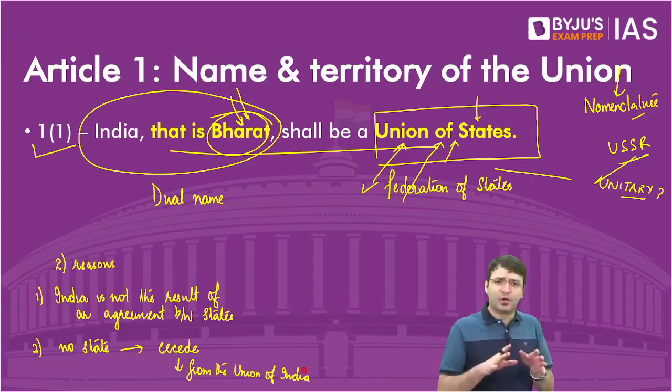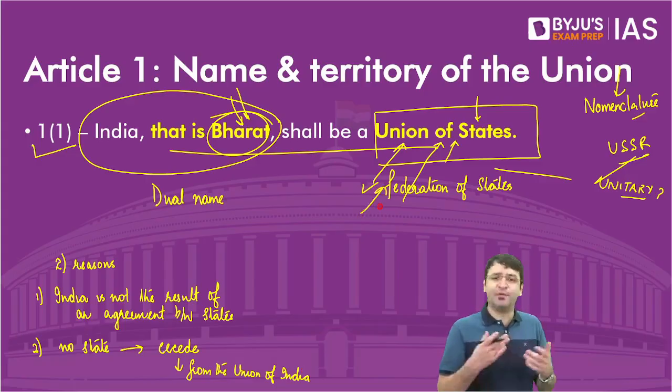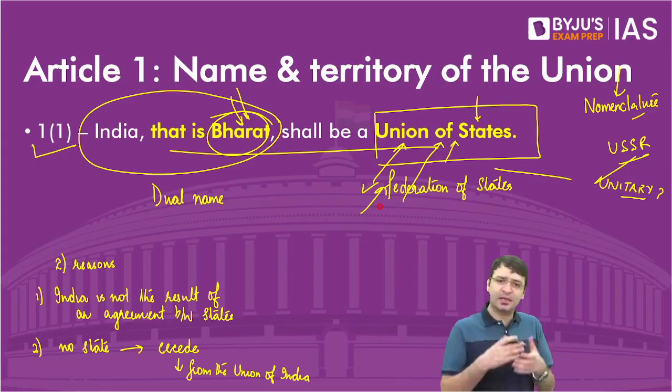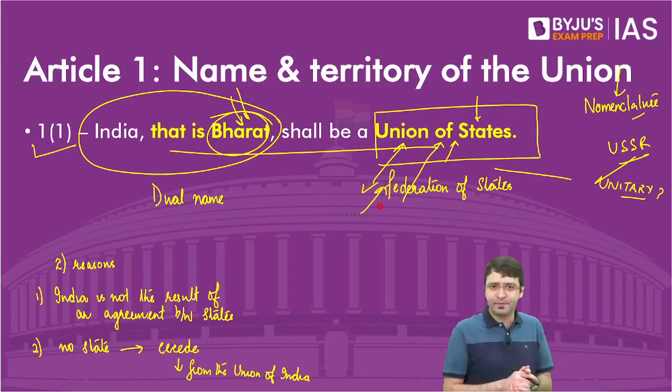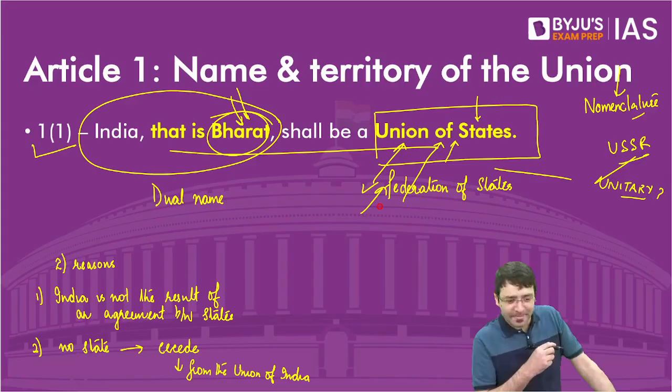Ours is a federal constitution, but I have not used the term India, that is Bharat, shall be a federation of states. I have used the term union of states because of two reasons. Reason number one, India is not the result of an agreement between states. And number two, no state has the right to secede from the Union of India. Members of the Constituent Assembly said, please elaborate. We don't understand your technical knowledge, because tomorrow civil services aspirants have to prepare this topic. I said, okay, I'll explain.